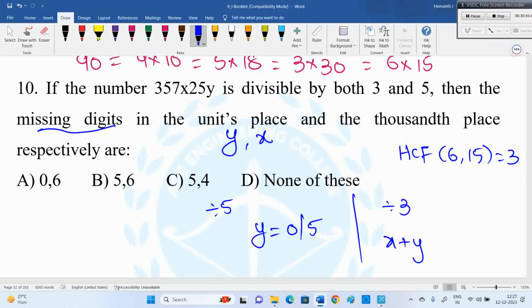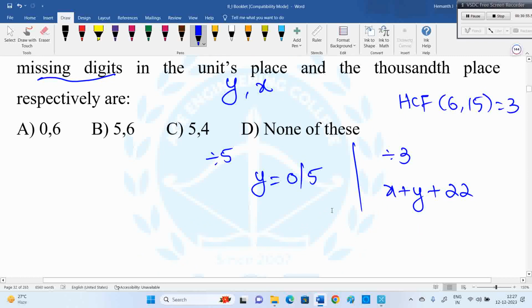Apart from x plus 5, what is the left remaining things? 22. For divisibility by 3, the sum of digits must be divisible by 3, right? Now, listen, when 22 is divided by 3, 1 is the remainder here. You can take x plus y plus 22, or I can write x plus y plus 1 also, same. Because when 22 is divided by 3, the remainder is 1.